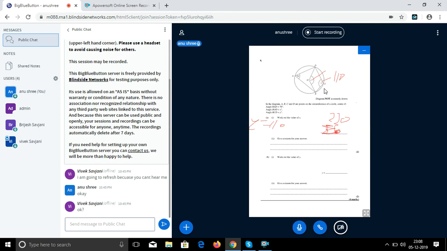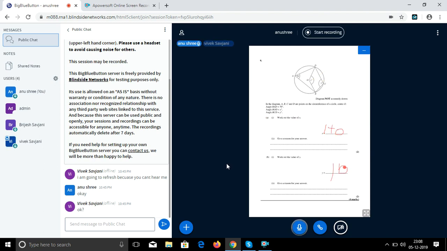But x is not 220, because opposite angles... x is 140, because the angle at the center is twice the angle at the circumference. So this is the circumference, and this is the center. That's what I got confused. I don't even know why I did. I saw the arrowhead the other way for some reason. So x is 140, y is 110.